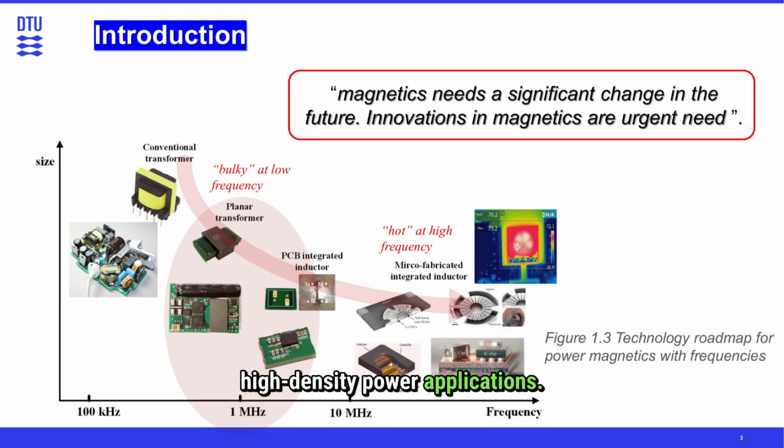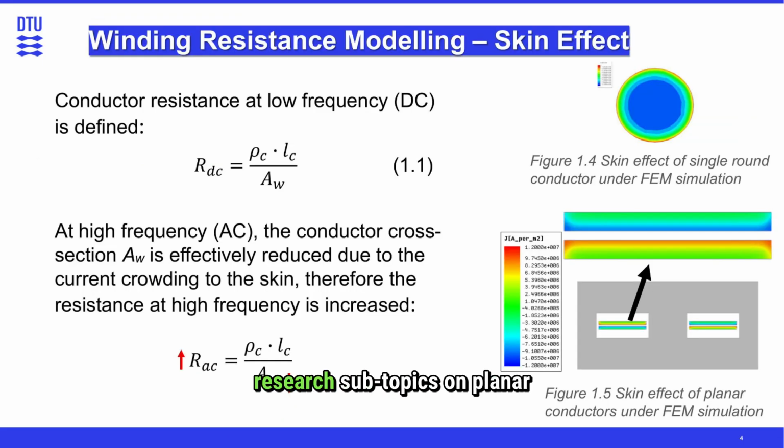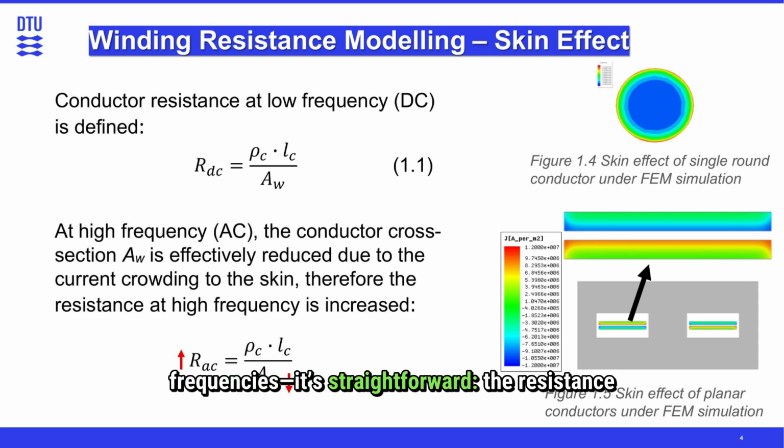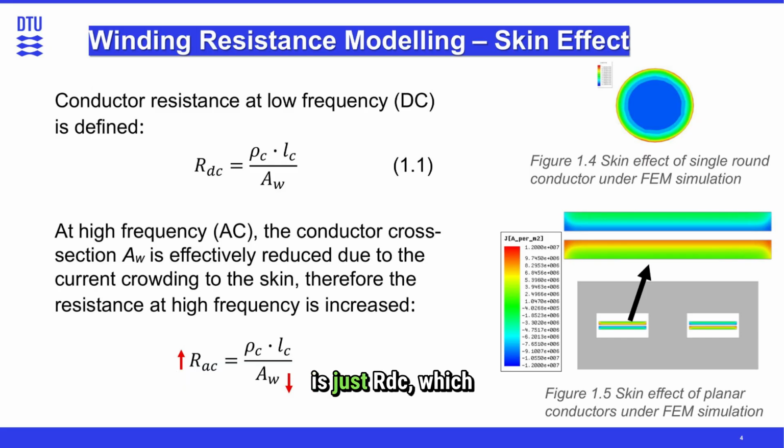high-density power applications. One of our key research subtopics on planar magnetics is the winding resistance modeling at high frequency. At DC, or really low frequencies, it's straightforward. The resistance is just R_DC, which we get from equation 1.1: resistivity times conductor's length divided by the cross-sectional area. But at high frequency, things change.